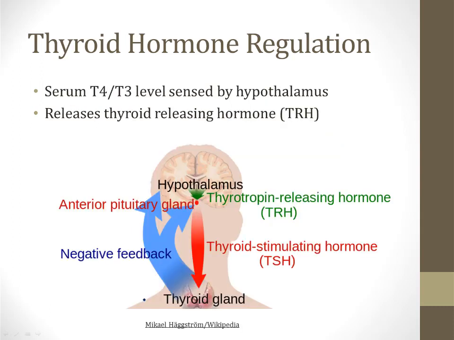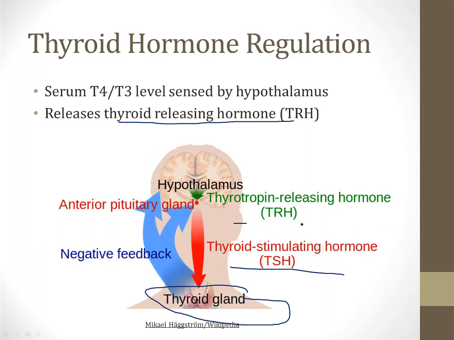TSH itself is controlled by another hormone called TRH, or thyroid releasing hormone, which is released by the hypothalamus. So there are multiple layers of regulation of thyroid hormone synthesis. The thyroid gland is controlled by TSH, which comes from the pituitary, and then TSH is controlled by TRH, which comes from the hypothalamus.